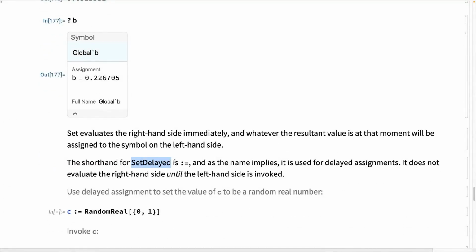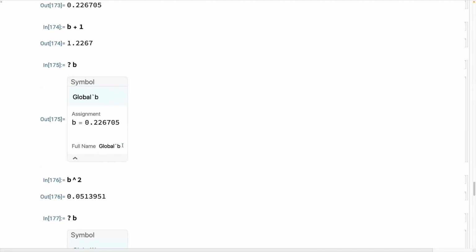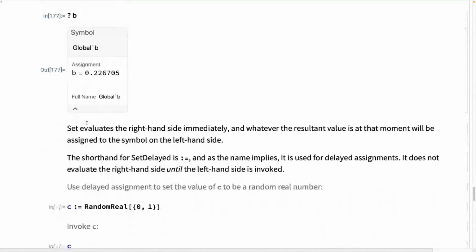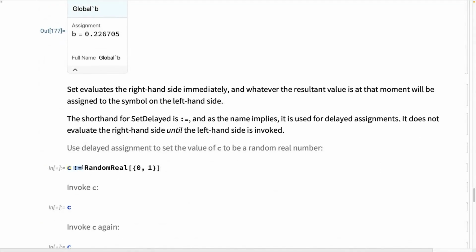SetDelayed, which is the full form of colon equals, which is how you might often see people defining functions in Wolfram Language, is used for delayed assignments. And the difference is that the right-hand side is not evaluated until the left-hand side is invoked in some computation. So note above, we said that b is equal to RandomReal[{0, 1}], and we set it. Here, if we have the exact same code, we just say that c is colon equal to, but the right-hand side is exactly the same.